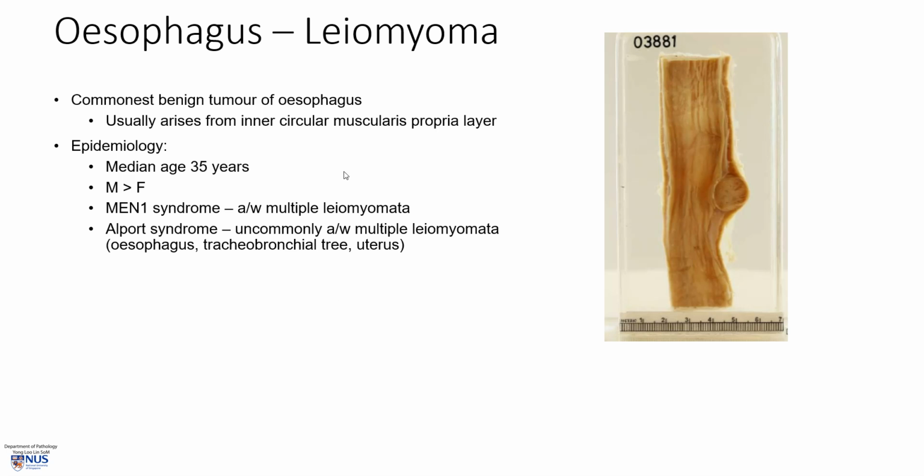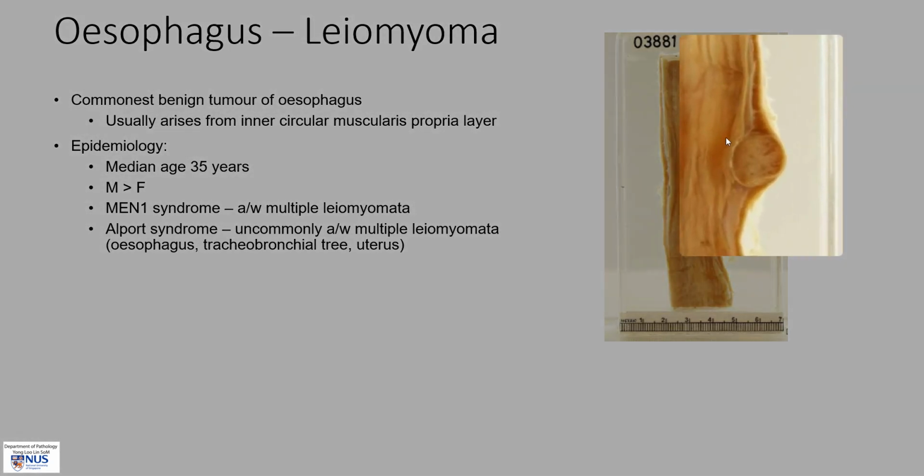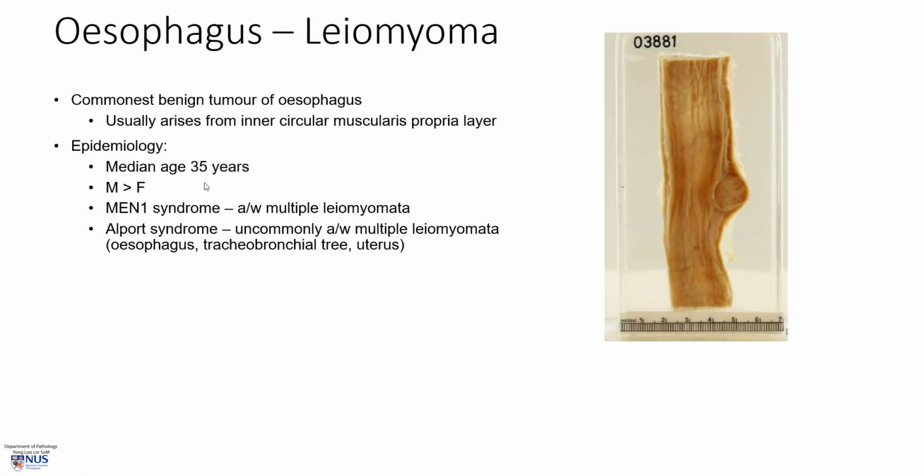The leiomyoma is a smooth muscle tumor, and it is the commonest benign tumor of the esophagus. It tends to arise from the inner circular muscularis propria layer. So we can see here that this is the muscle layer, the muscularis propria, which is brownish in color, and this is the rounded tumor nodule that arises from this muscularis layer. The mean age is 35 years, and there is a male predominance over females.